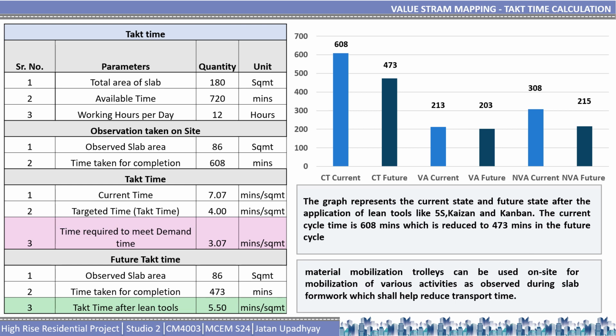This is a graph which represents the current state and future state after the application of lean tools like 5S, Kaizen, and Kanban. The current cycle time is 608 minutes, which is reduced to 473 minutes in the future cycle. Also, we analyzed that material mobilization trolleys can be used on the site for mobilization in various activities, as observed during slab formwork, which shall help reduce the transport time.